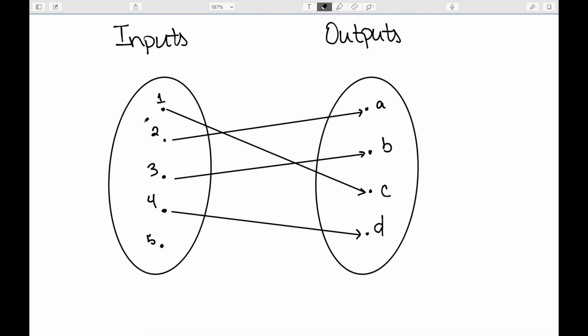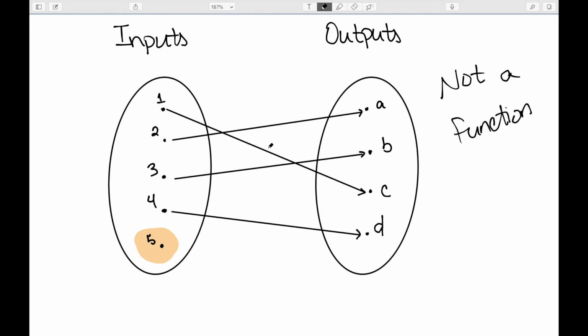Another example of what could go wrong, here we can see that 5 does not have an arrow coming out of it, which makes it not a function. Each input should correspond to exactly one output, and here I have an input that does not correspond to an output. We can have extra stuff in the outputs, but not in the inputs.